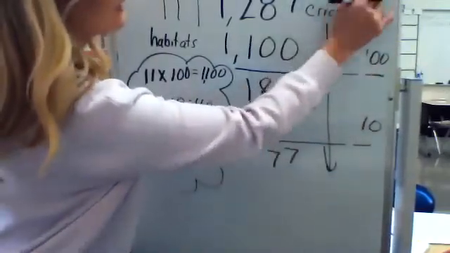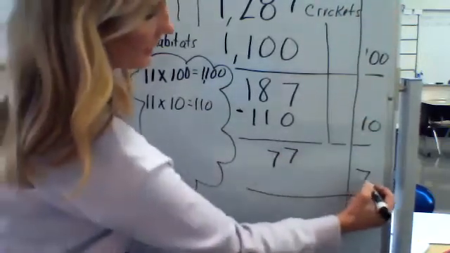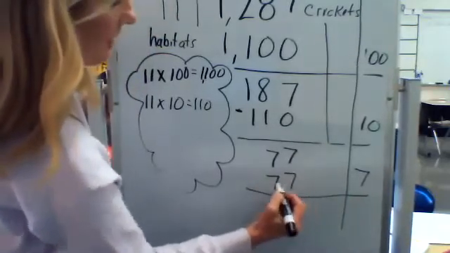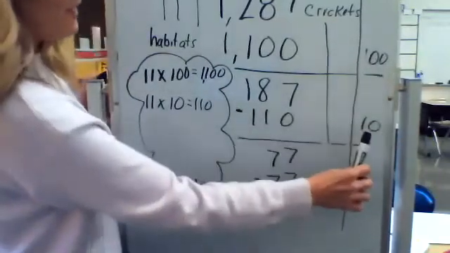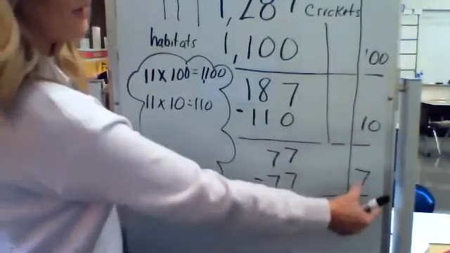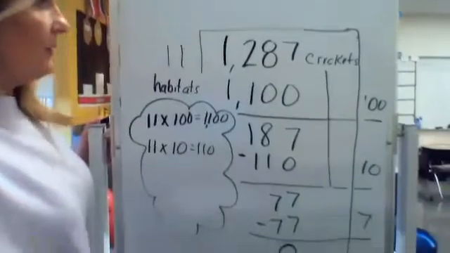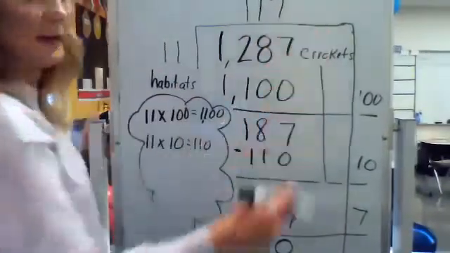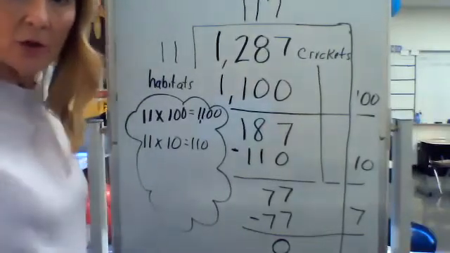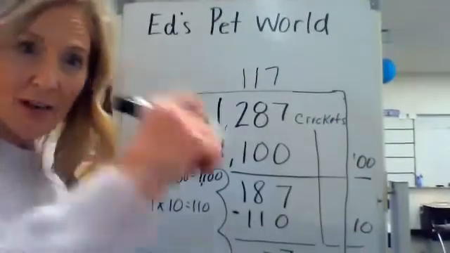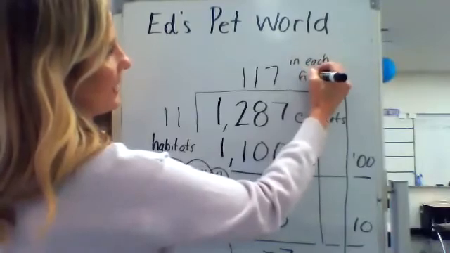I don't like how crooked that is. I have 77 left. I can put 7 more in each of the habitats, and I will use up all 77, and there I am. I'm finished. There's 100 in each habitat, 10 more, and 7 more. Add all those parts together, and let's bring it up onto the top. Use up a lot of room, don't we? 117 what? You should always be able to label or name what your numbers stand for when we're working in a word problem, which we are today. 117 in each habitat.